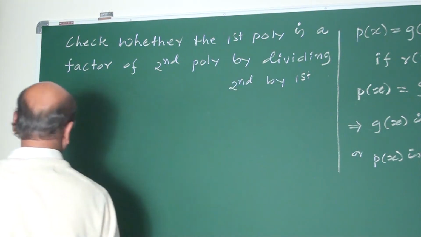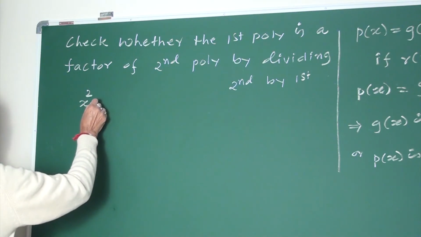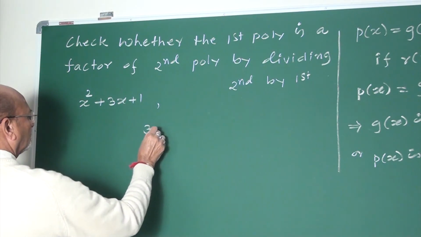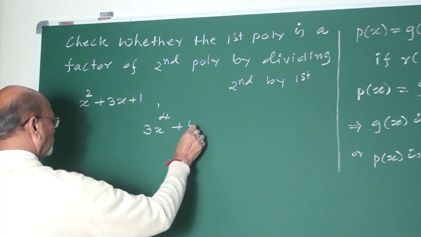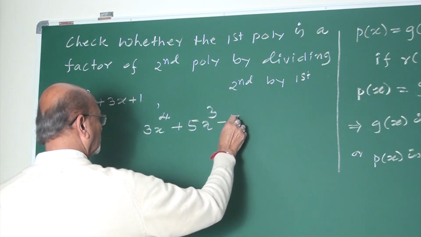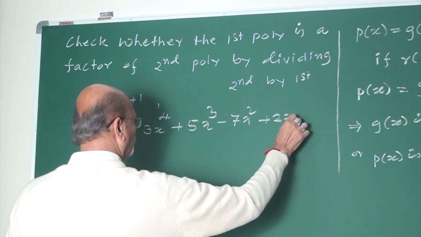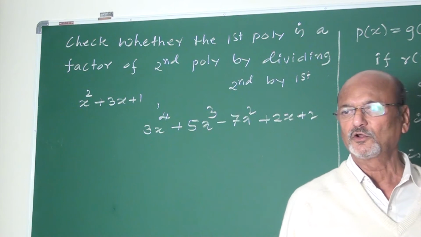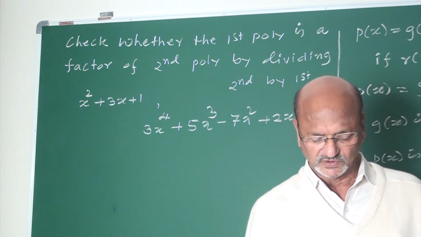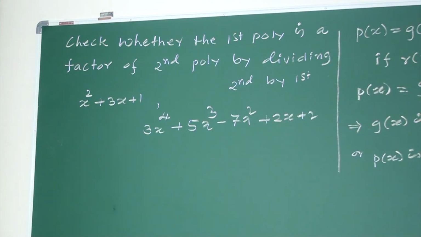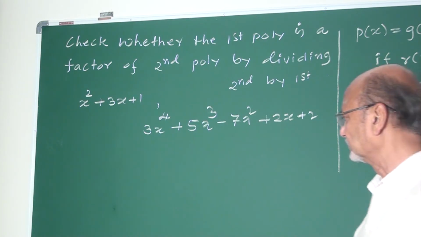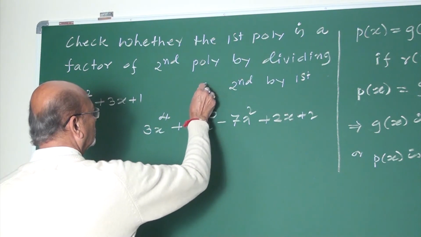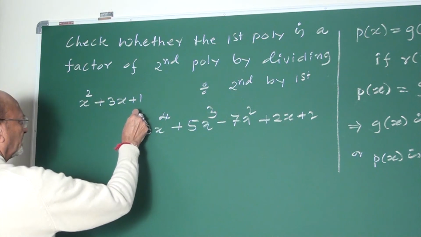This is the first polynomial: x square plus 3x plus 1. This is the second polynomial: 3x to the power 4 plus 5x cubed minus 7x square plus 2x plus 2. Now you want to check whether the first polynomial is a factor of the second polynomial, dividing second by first. Now you divide the second by first. This is the method, you know.